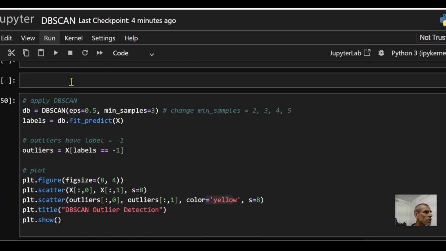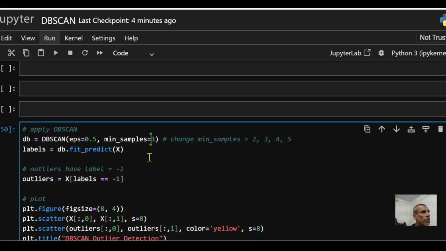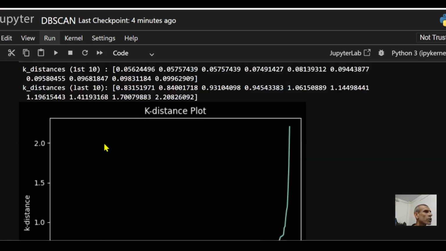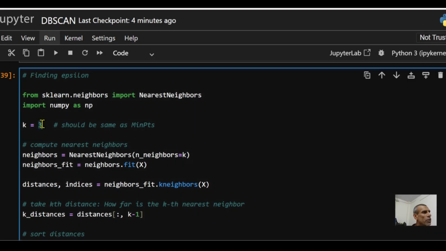So I would suggest come over here, and in this notebook, try to play around. Try to change the minimum samples to 3, 4, 5. Make sure that whatever you change, you also change this right here too. So if you change that to 3 or 4, make sure you change that too, because your epsilon is controlled by your minimum points. So this should be the same.